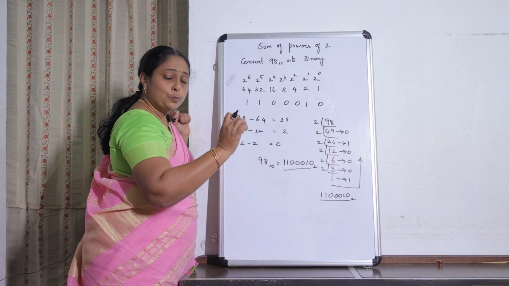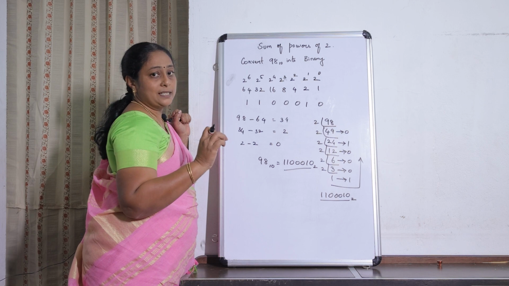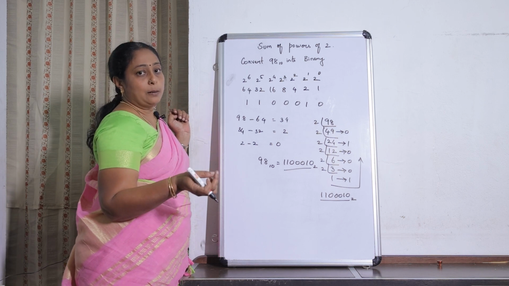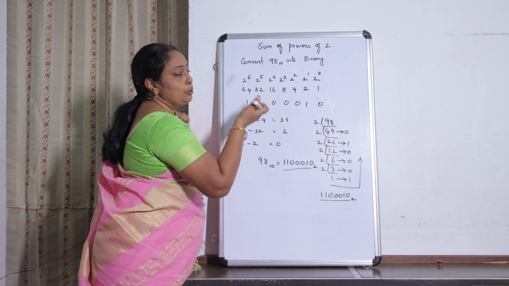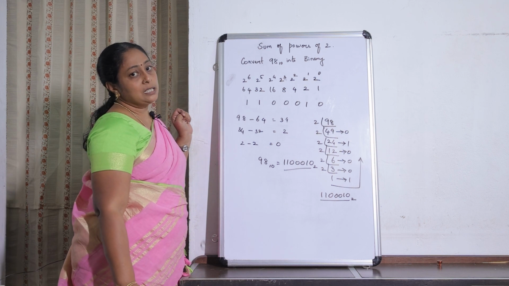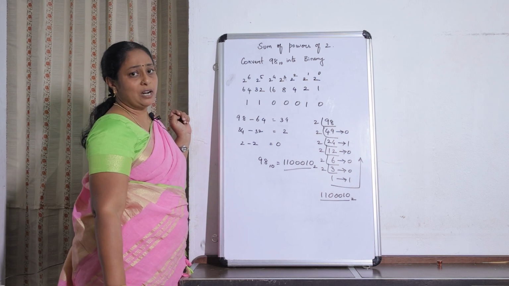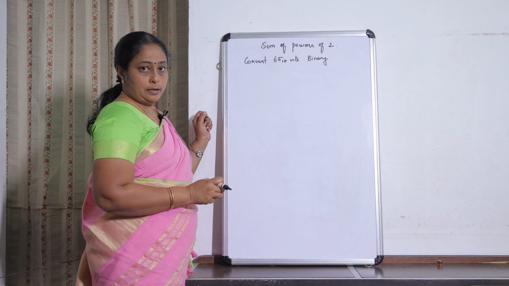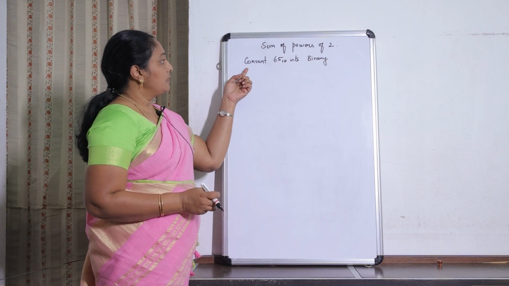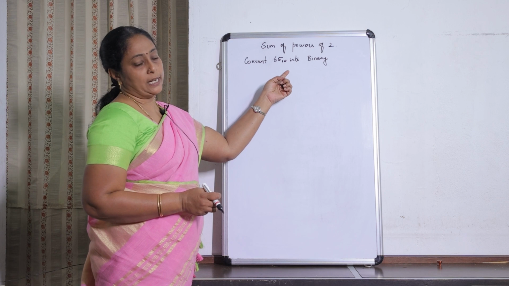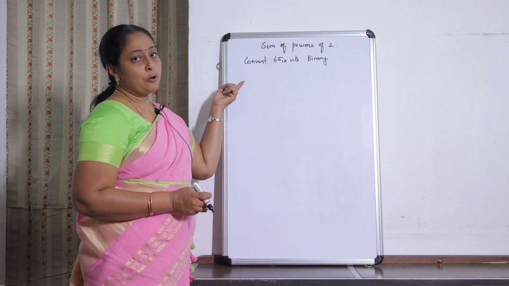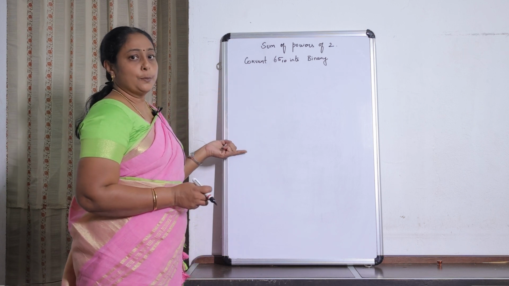But if the question is too specific, convert this 98 to the base 10 into binary using sum of powers of 2 method, then you should know how to convert using this method. Okay, we will see one more problem. Now I have taken convert 65 to the base 10 into binary, and this is also using the sum of powers of 2 method I'm going to proceed with.